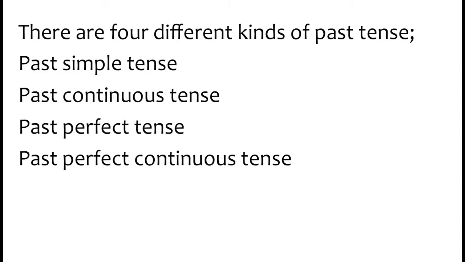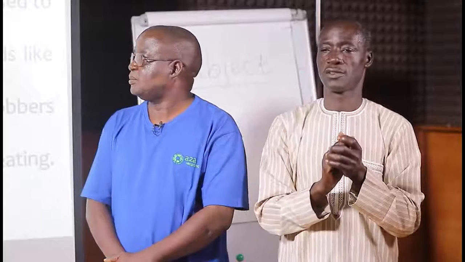Now, there are four different kinds of past tense. We have past simple tense, past continuous tense, past perfect tense, and past perfect continuous tense. It is these that we are going to take one after the other.